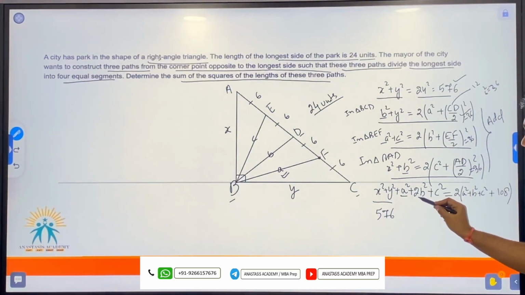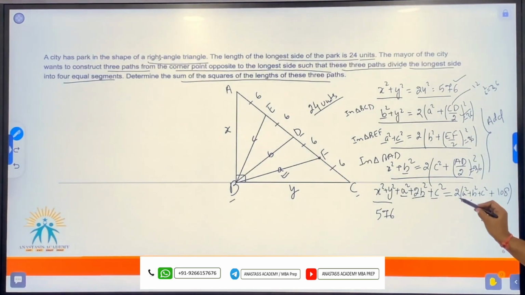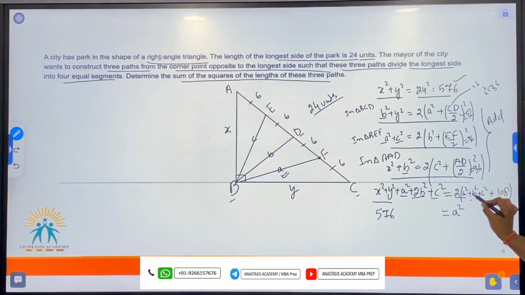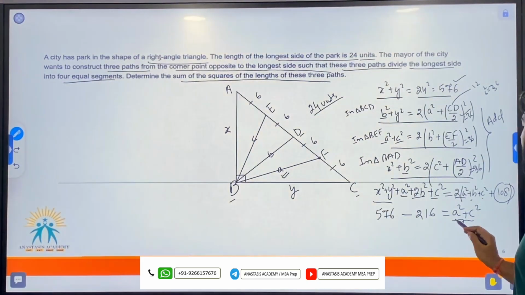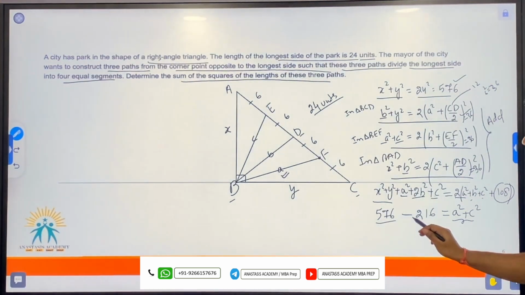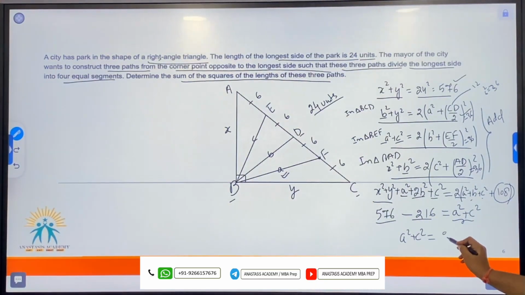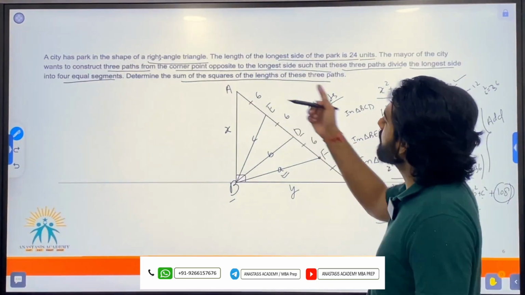And if I take a square, b square and c square to this side, I get 2a square minus a square, so I am getting a square. 2b square minus 2b square, 0. So 2c square minus c square is plus c square, right? So this is a square plus c square, and this constant term here is 2 into 108, that is 216, and if I take 216 to this side, I get the value of sum of a square plus c square as 576 minus 216. So from here I get a square plus c square as 360, right?